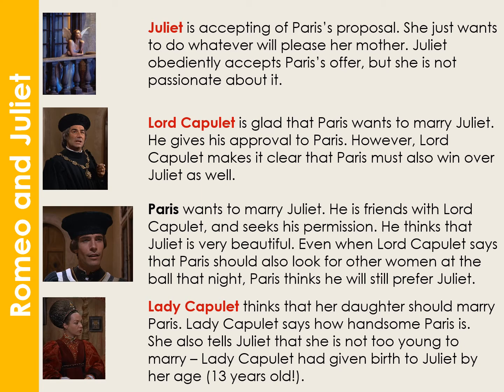So Juliet was the first character on the balcony there, and she accepts Paris's proposal. She's accepting of it, rather. She just wants to do whatever will please her mother. Juliet obediently accepts Paris's offer, but she's not passionate about it.